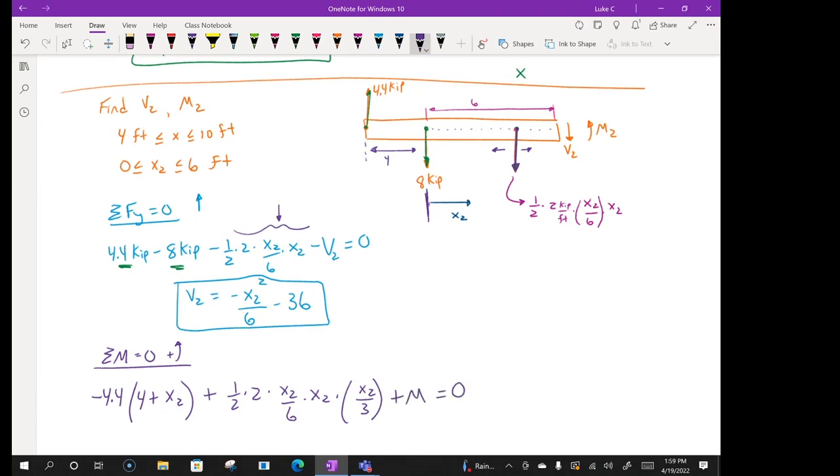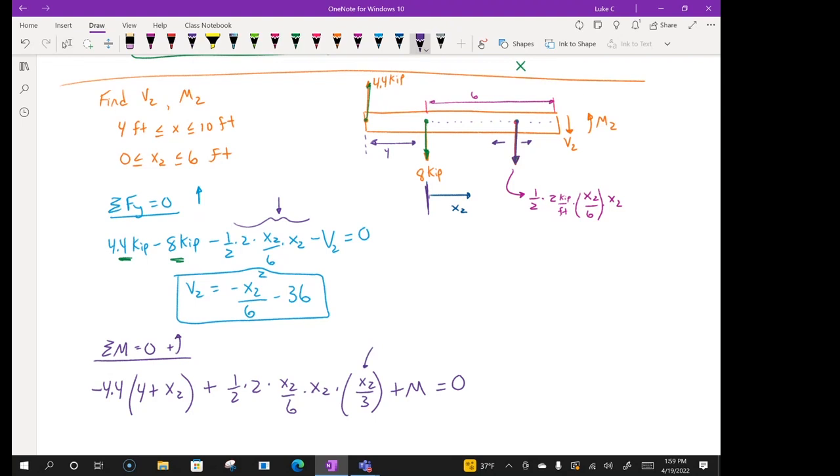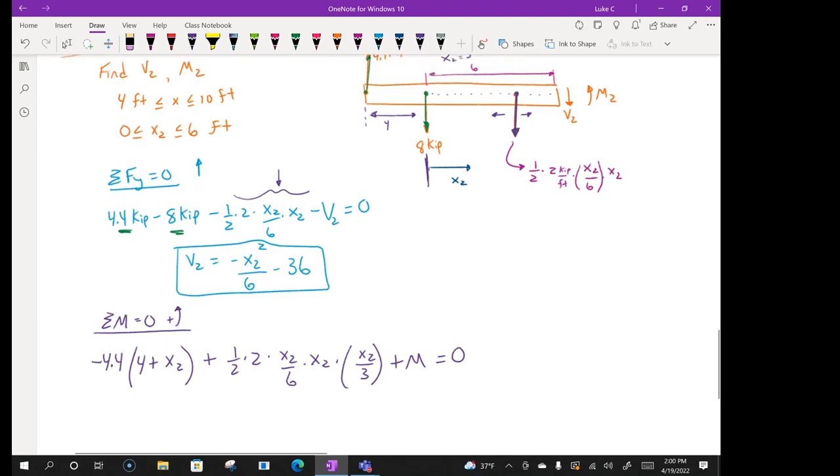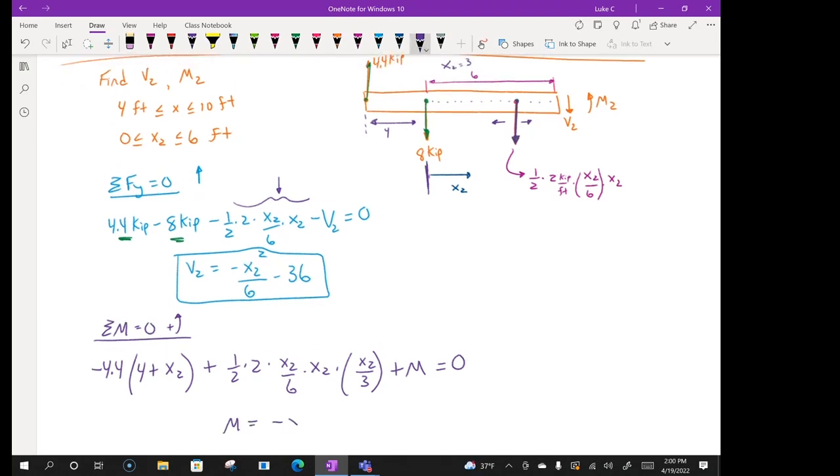Plus the moment, because this always acts 1/3 from the right side of your beam. No matter if, say, x2 is maybe 3. So if x2 equals 3, it's still acting x2 over 3 from that right side. Okay. So the moment is -x2 cubed over 18 minus 3.6 x2 plus 17.6.